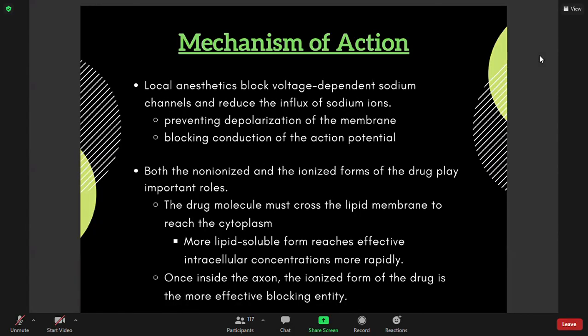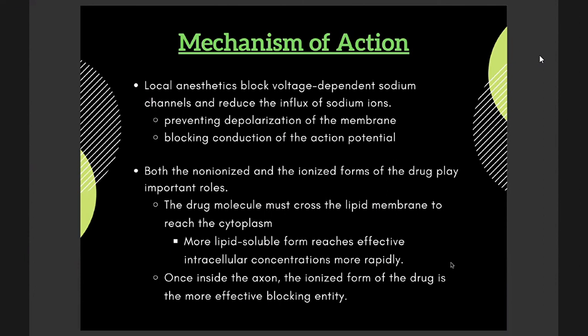While the onset of effect would correlate to your degree of ionization, whether your drug is unionized or ionized.